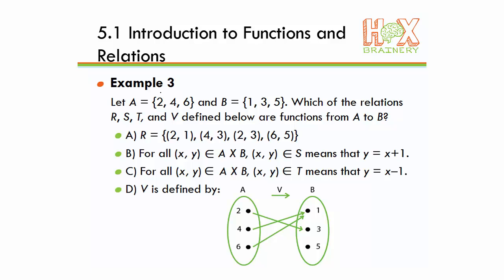Example 3. Let A be the set containing 2, 4, and 6, and B be the set containing 1, 3, and 5. Which of the relations R, S, T, and V defined below are functions from A to B? So for part A, we have relation R, and it contains the ordered pairs (2, 1), (4, 3), (2, 3), and (6, 5).